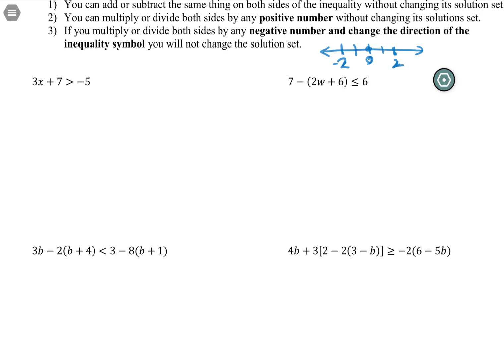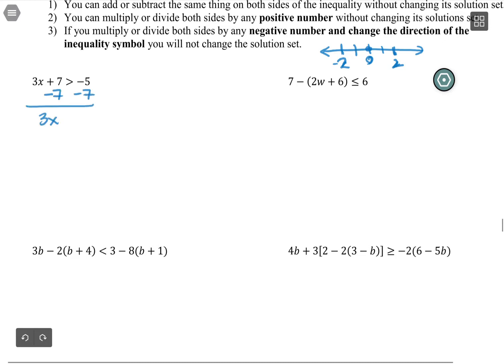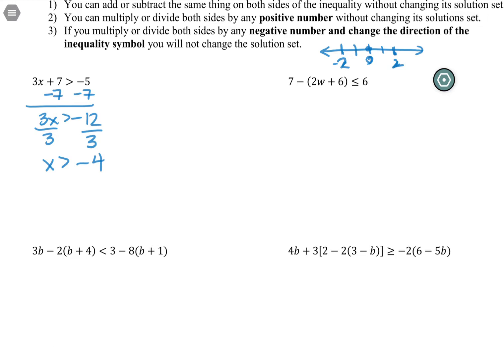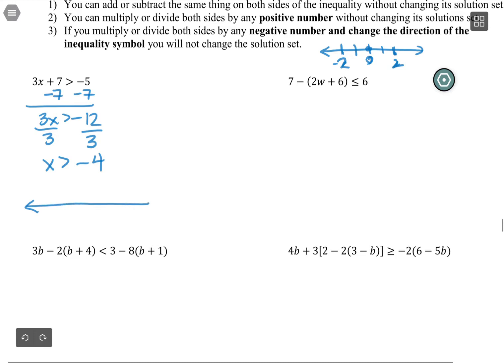For this first one, we have 1x on one side. It's multiplied by 3, and then we add 7. So we'll start by subtracting 7. And I get 3x is greater than -12. Next, I'll divide by 3. I'm hitting all my properties correctly, so I don't have to flip. I divided by a positive number, not a negative number. It doesn't matter if the number on the other side is positive or negative. It matters what you multiply and divide by.